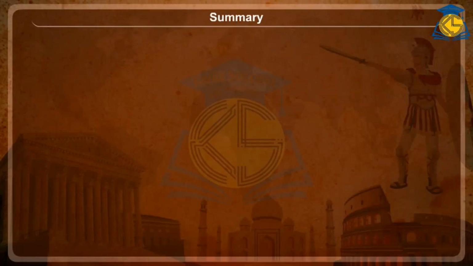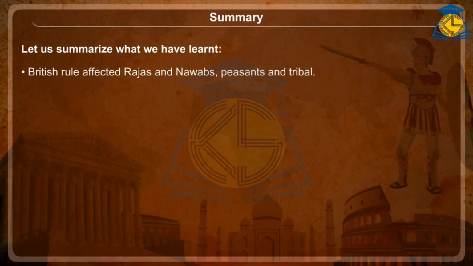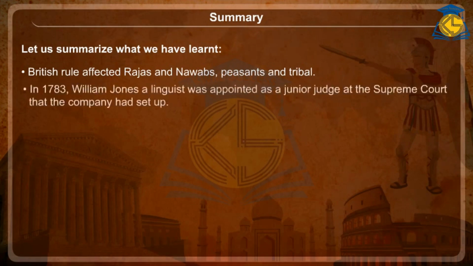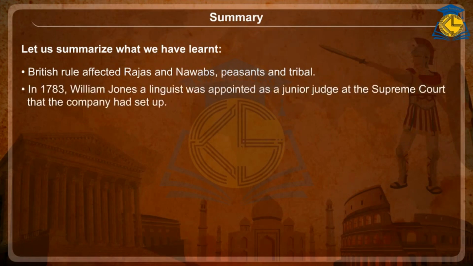Summary. Let us summarize what we have learned. British rule affected Rajas and Nawabs, peasants and tribal. In 1783, William Jones, a linguist, was appointed as a junior judge at the Supreme Court that the company had set up. In 1781, a madrasa was set up in Calcutta.